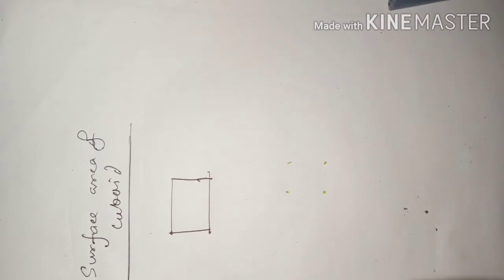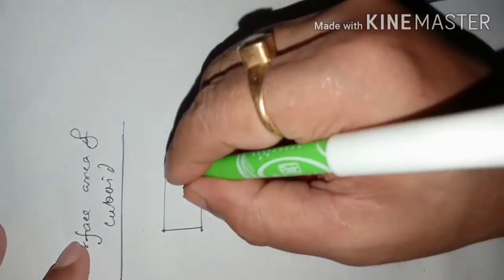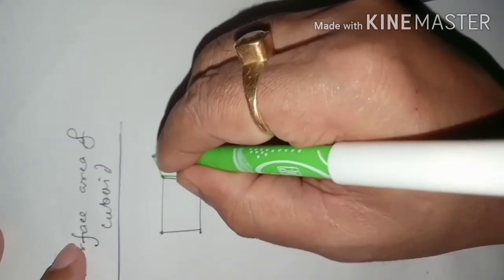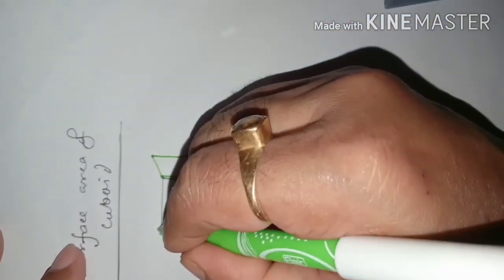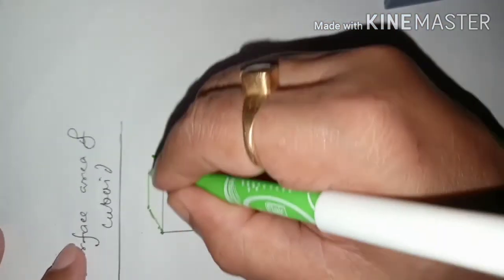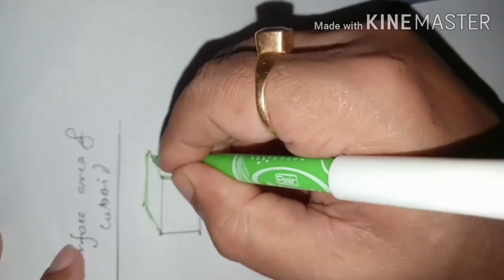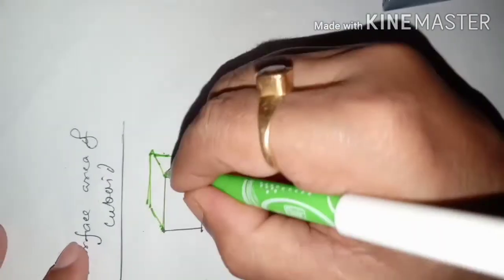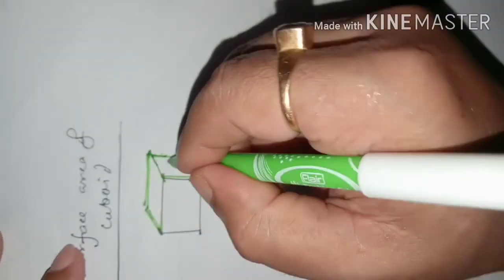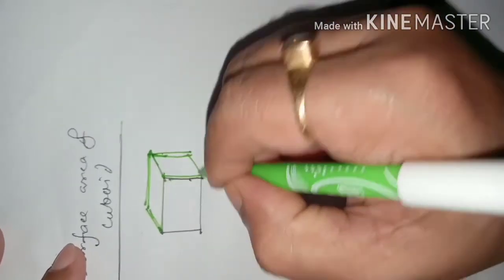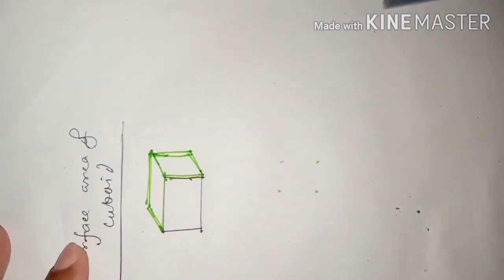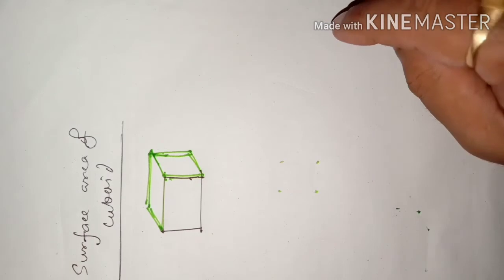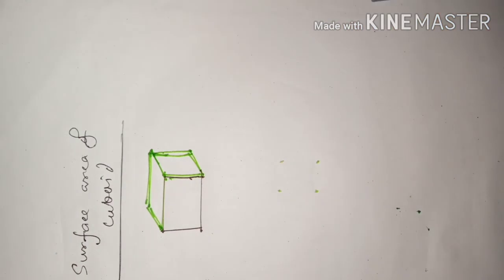One rectangle will be here by the side, here, okay. One rectangle will be here. So a cuboid is a solid object bounded by 6 rectangular faces. The dimensions of a cuboid are length, breadth and height.